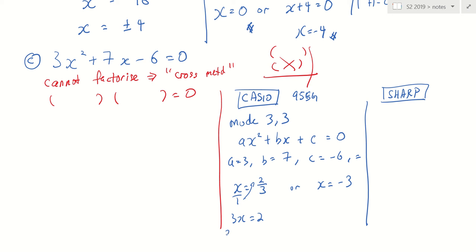How do I get 3x equal to 2? Because the 1 times 2 will give you 2. The 3 times x will give you 3x. Remember the cross multiply? Now, this one is the answer for the first bracket.